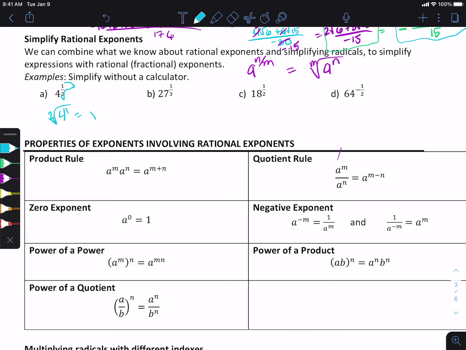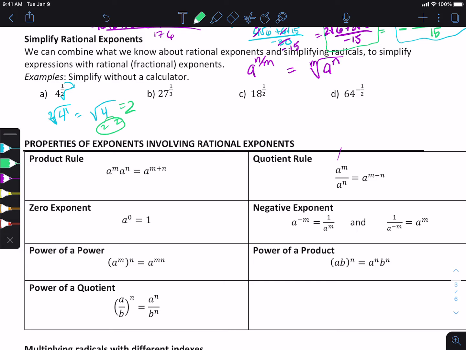So we don't need either of those numbers. Remember on the square root we drop the 2 and we don't have to write something to the first power. So then we can use our skills of simplifying radicals. So 4 is 2 times 2, so there's a pair, so then this simplifies to 2.